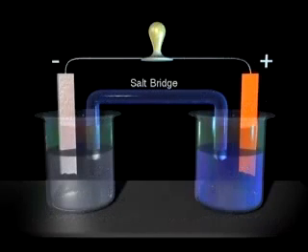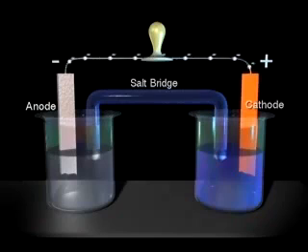In summary, remember that in a Voltaic cell, the anode at which oxidation occurs is the negative electrode. The cathode at which reduction occurs is the positive electrode. Electrons flow through the external circuit from anode to cathode.